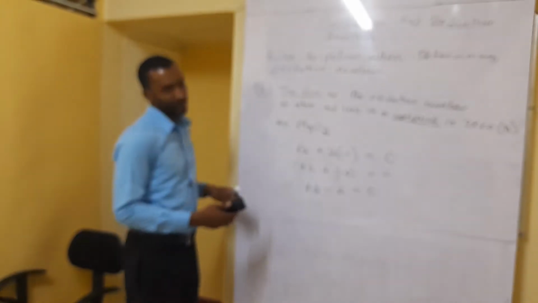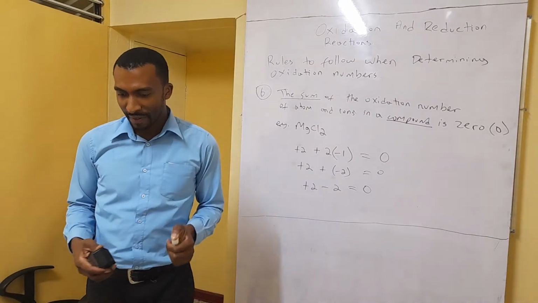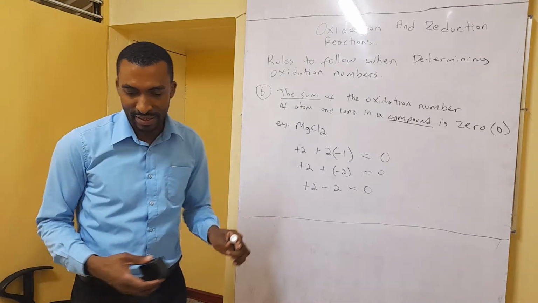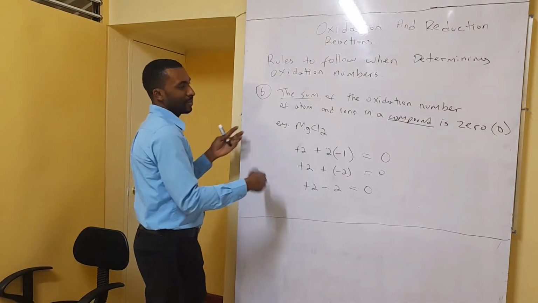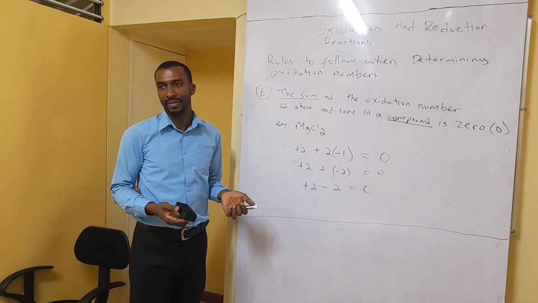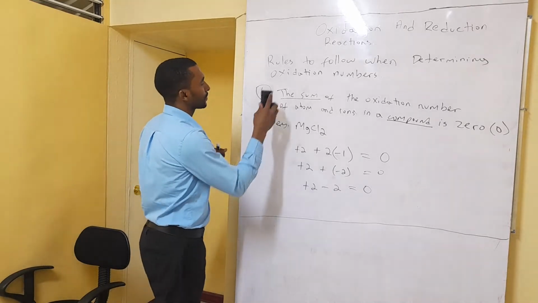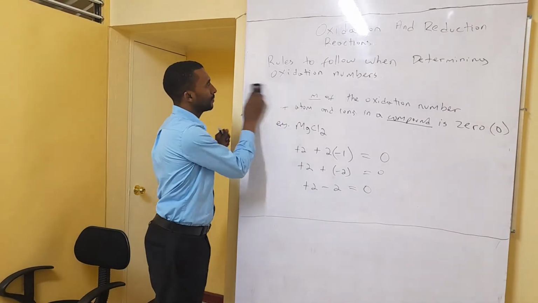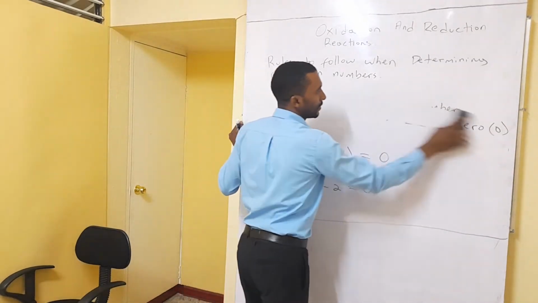Alright. Moving on to the final rule. The sum of the oxidation number of all the atoms in a polyatomic ion is equal to the charge on the ion. Right? So both rules are very similar. One just referring to a compound, the next one referring to a polyatomic ion. Alright? Give you a chance. Final rule before moving to the question, right?